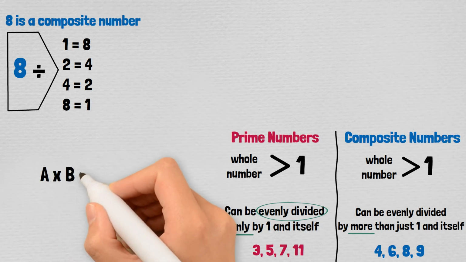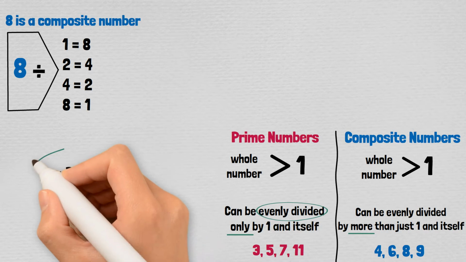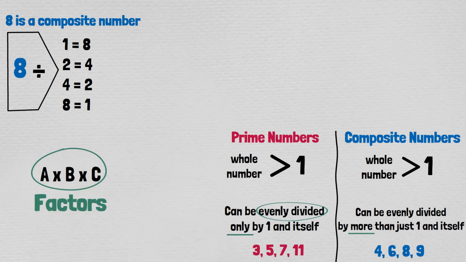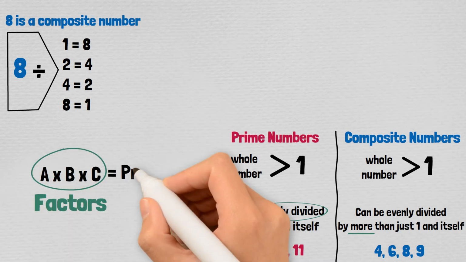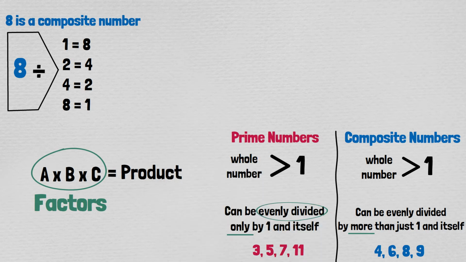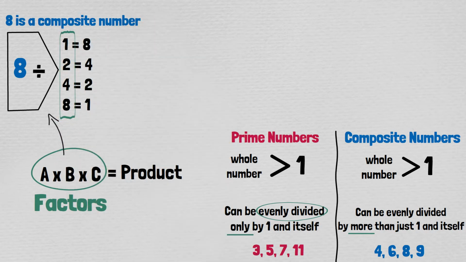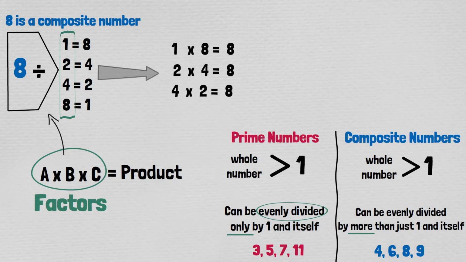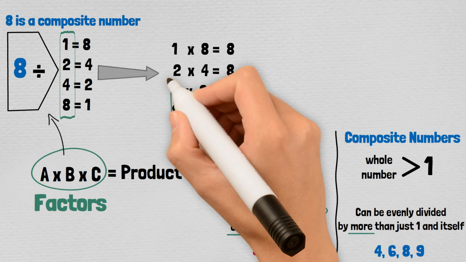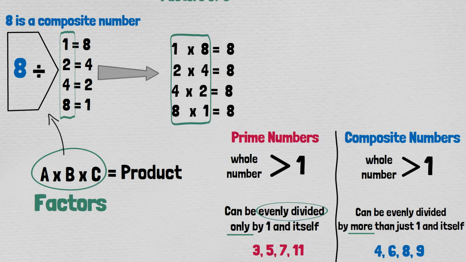In mathematics, when we multiply two or more numbers together, we call these numbers factors, and the result we get we call a product. In the previous example of the composite number 8, the numbers 1, 2, 4, and 8 are all its factors. Here is the proof. 1 times 8 equals 8. 2 times 4 equals 8. 4 times 2 equals 8. 8 times 1 equals 8.